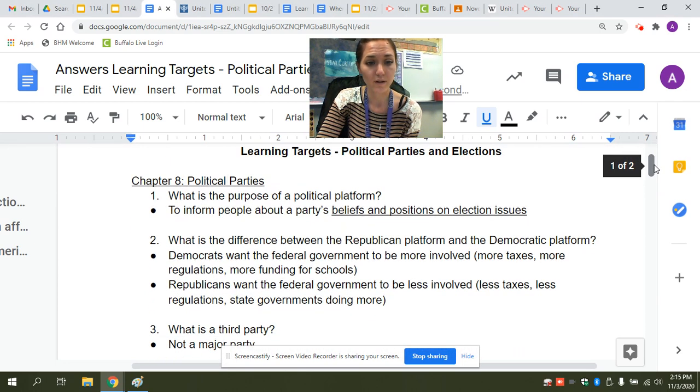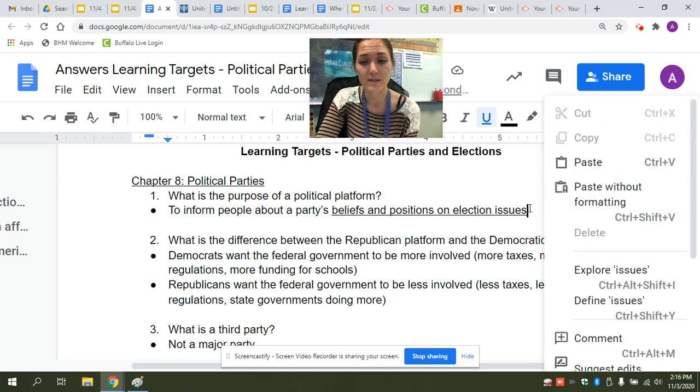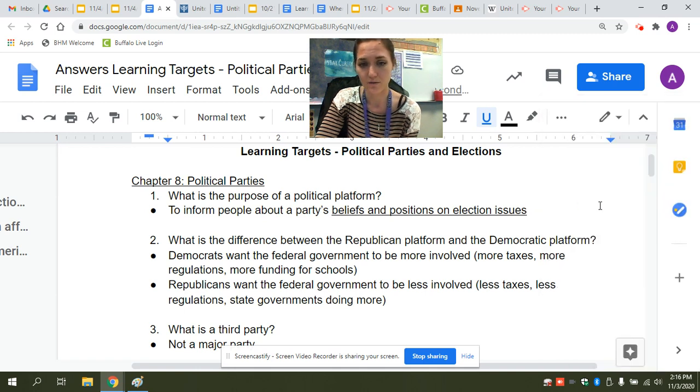Number one, what is the purpose of a political party? To inform people about a party's beliefs and positions on election issues. So this underlined portion is exactly the way it'll be worded on the test. If you wrote an answer that's the same idea, just slightly different wording, that's absolutely fine. But if you would like to have the exact wording that'll be on the test, it's this underlined portion right here.